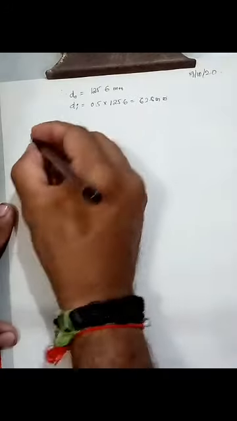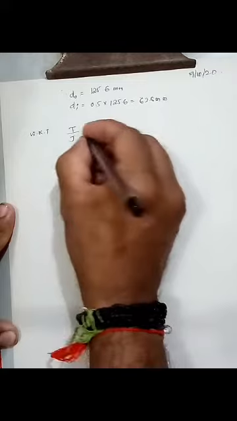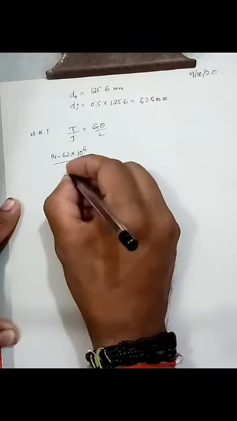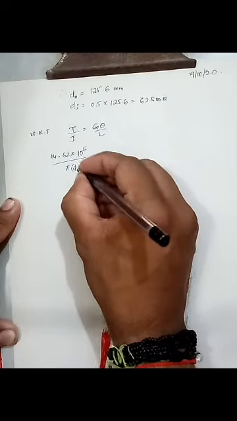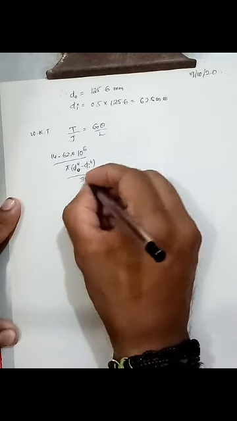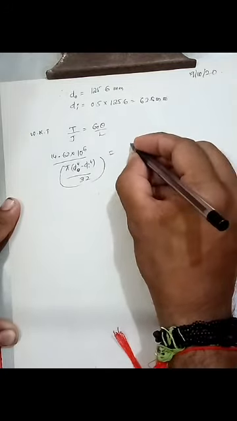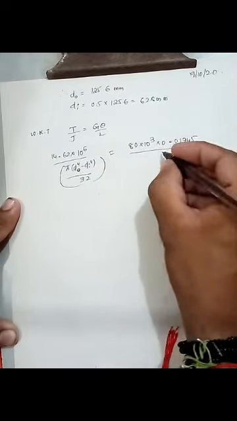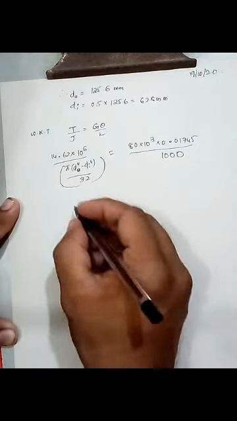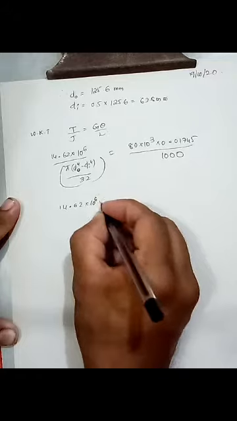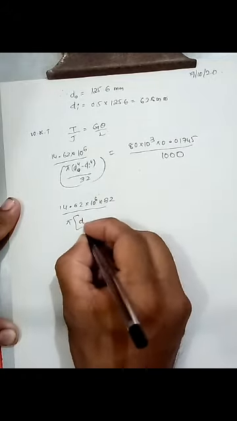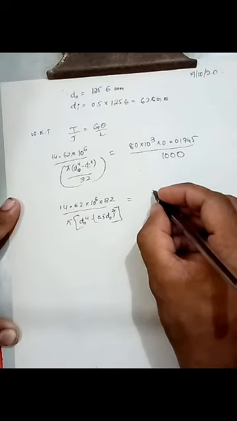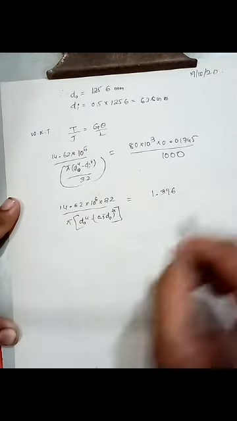Okay. Similarly, we know that you have to find by both the cases T by J equals G theta by L. So 14.62 into 10 to the power of 6 divided by pi (d naught raised to 4 minus di raised to 4) divided by 32 equals 80 into 10 to the power of 3 into 0.01745 divided by L. So after solving this, 14.62 into 10 to the power of 6, 32 comes up, pi in the bracket d naught raised to 4 minus (0.5 d naught) the whole raised to 4, it gives on the other side 1.396 as the answer directly because no unknown terms are there.